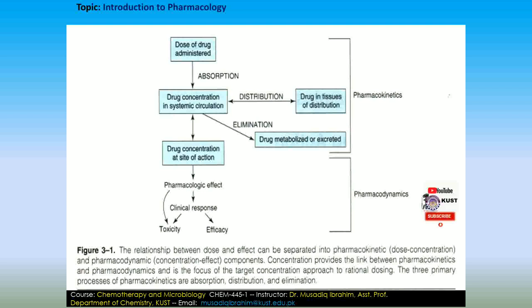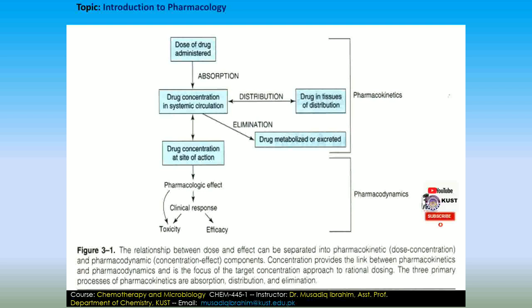In the caption, you can see that it is written that the relationship between dose and effect can be separated into pharmacokinetic, that is dose-concentration, and pharmacodynamic, that is concentration-effect components. So when you are giving a patient a dose of a specific drug, it is divided into the pharmacokinetic aspect and the pharmacodynamic aspect. Concentration provides the link between pharmacokinetics and pharmacodynamics and is the focus of the target concentration approach to rational dosing.